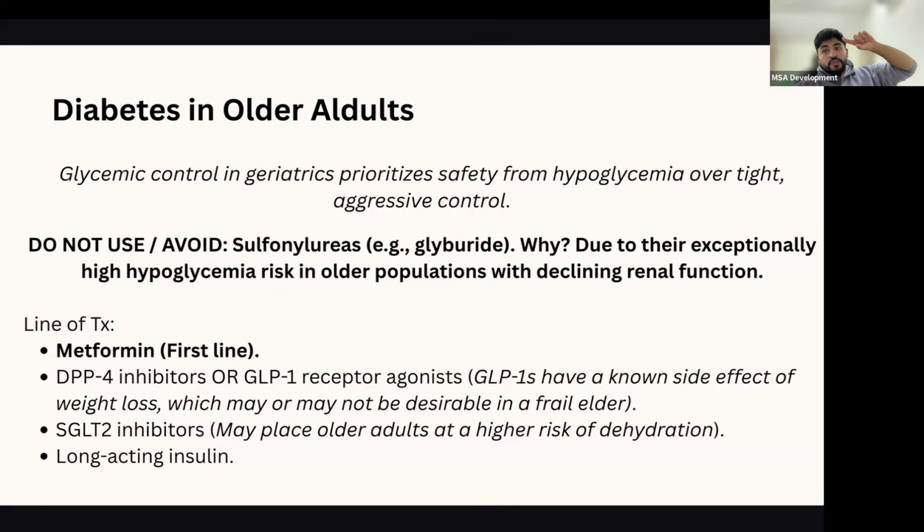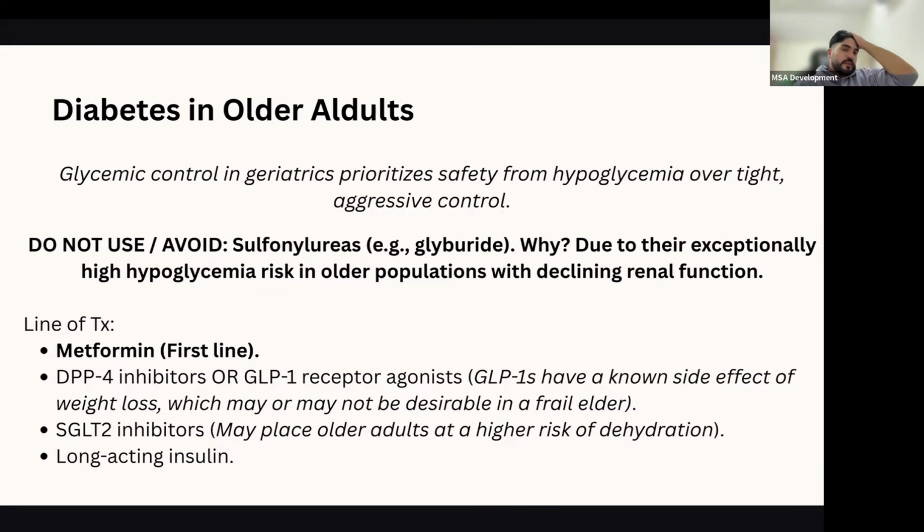And which category of the geriatric patients will suffer the most? People who have declining renal function, because this means that the sulfonylurea is going to build up in the blood. And I don't want that as well.